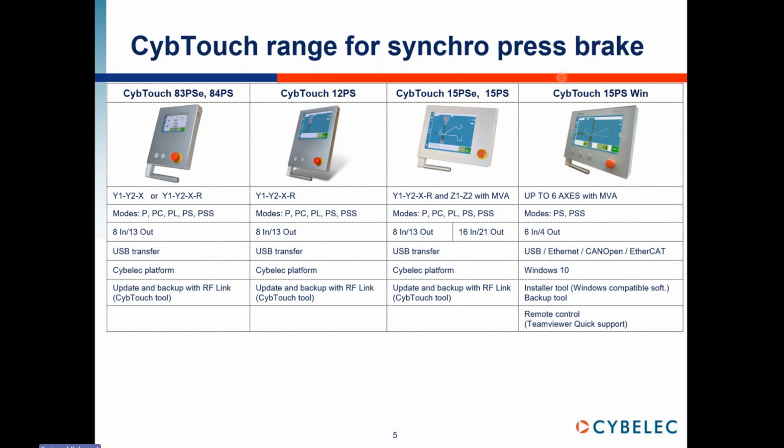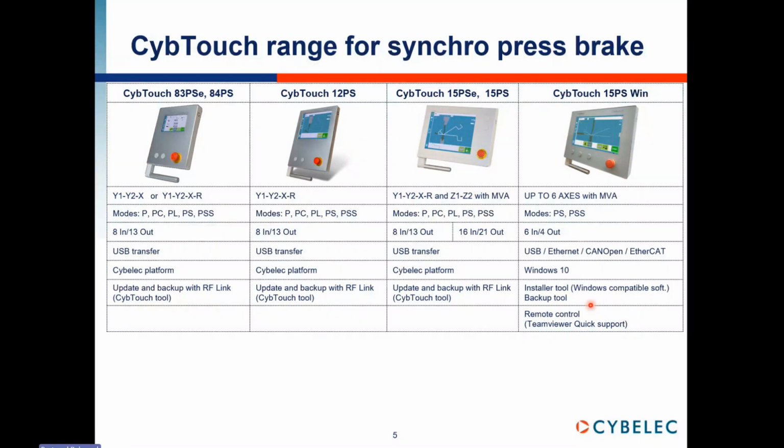And now we have the new CybTouch 15PS Win. This CybTouch is based on Windows 10, so you have more possibilities. You have a USB port, and you can connect the machine on the internet. And you can manage drives with CanOpen or EtherCAT. But with this model, you have only the modes PS and PSS. And you can manage up to 6 axes with the MVA model.